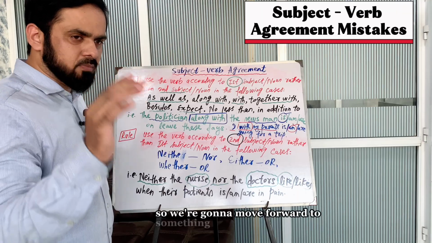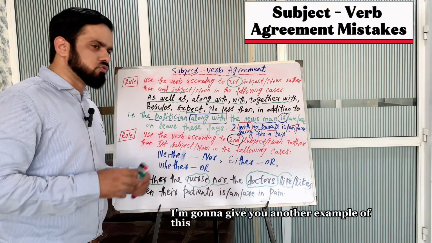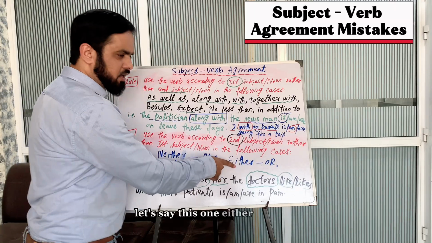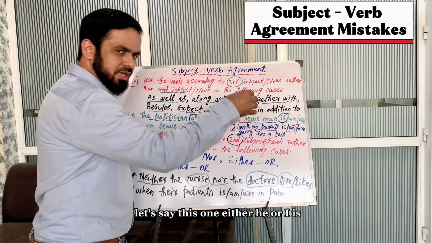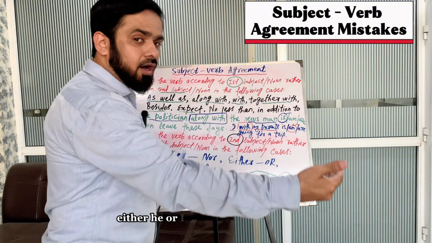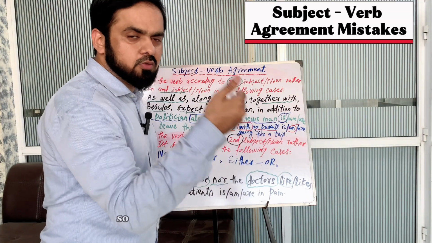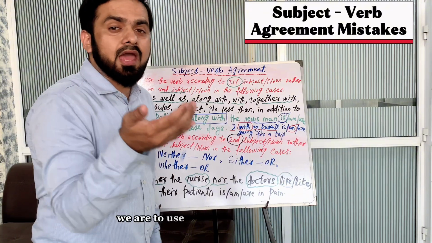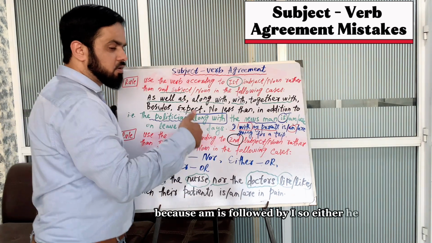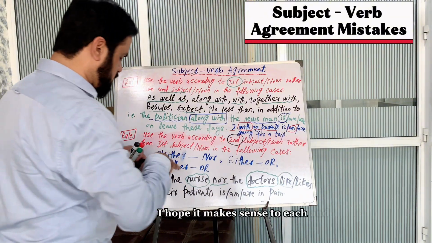So we're going to move forward to something else, and before we move forward to something different, I'm going to give you another example of this rule. For example, let's say this one: either he or I is, am, or are wrong. So what should be the right answer here? Either he or I. So the second subject is I. So should we use is, am, or are? We are to use am. Why? Because am is followed by I. So either he or I am wrong. I hope it makes sense to each and every one of you.